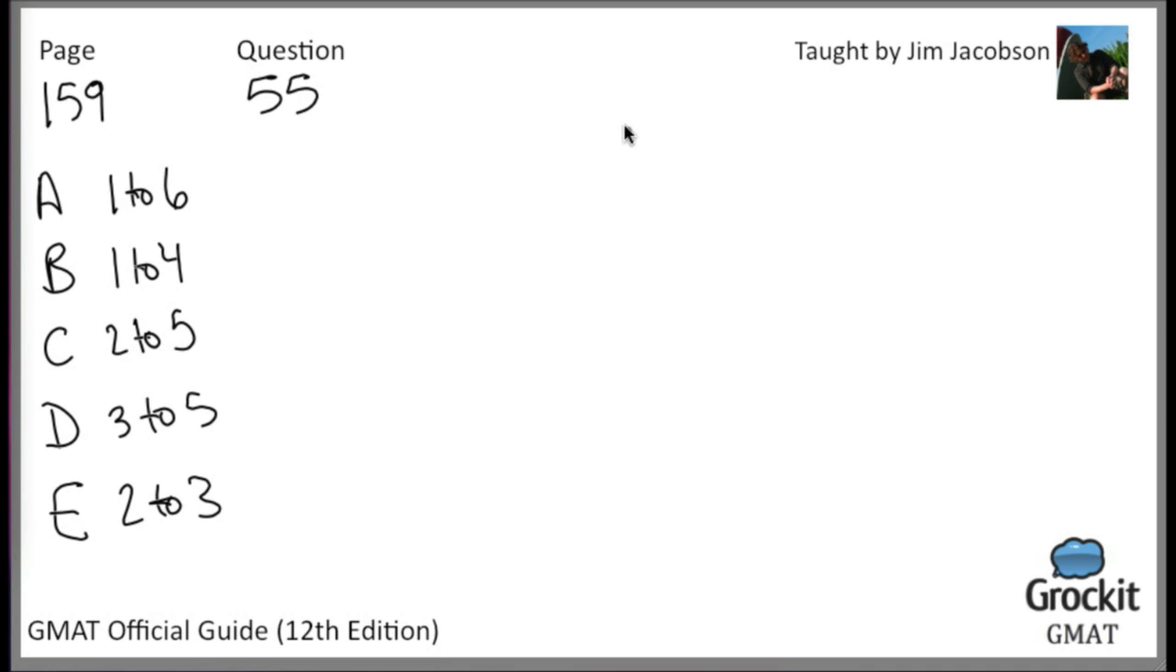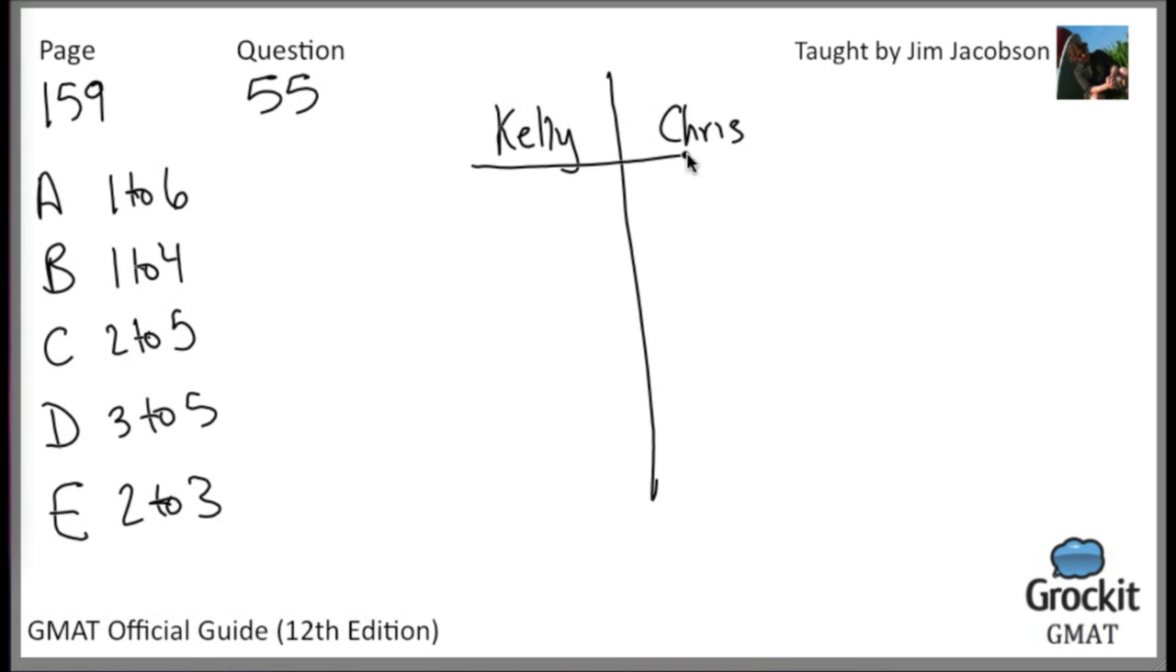So we know we have Kelly and Chris. And we know that Chris packed 60%. It doesn't even matter how many Chris actually packed because we're dealing with ratios the whole time. Percents are ratios, as are all of the answer choices, 1 to 6, 1 to 4. Those are all different types of ratios. Percents just happen to be ratios out of 100.